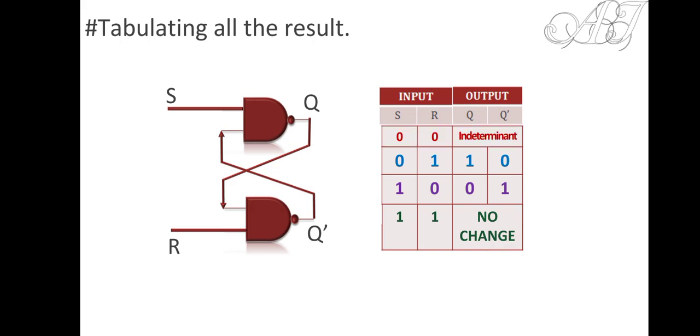There are other reasons also, but that is beyond your scope. Just remember that 0 0 will be considered indeterminate. Why? Because at 0 0 both Q and Q bar are trying to become 1, and it's our condition that both should be complements of each other. So this is your latch, and this is the table of your NAND latch.